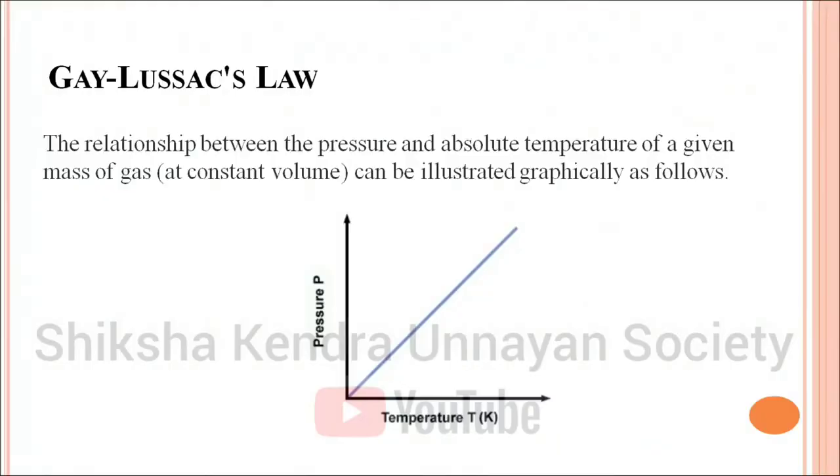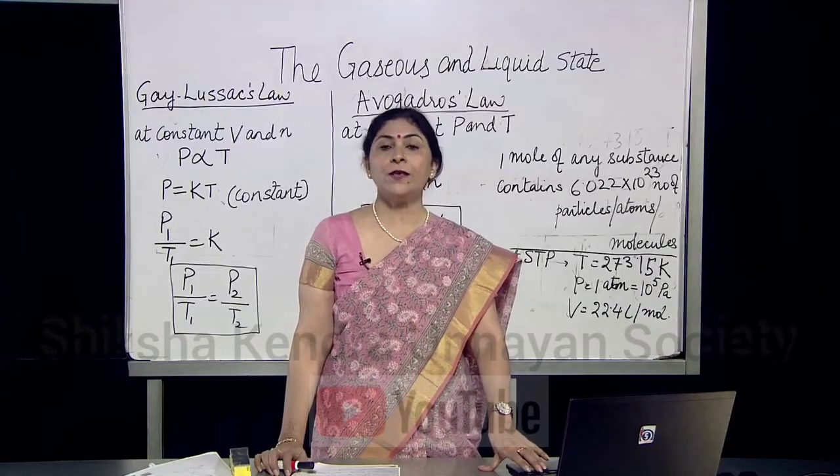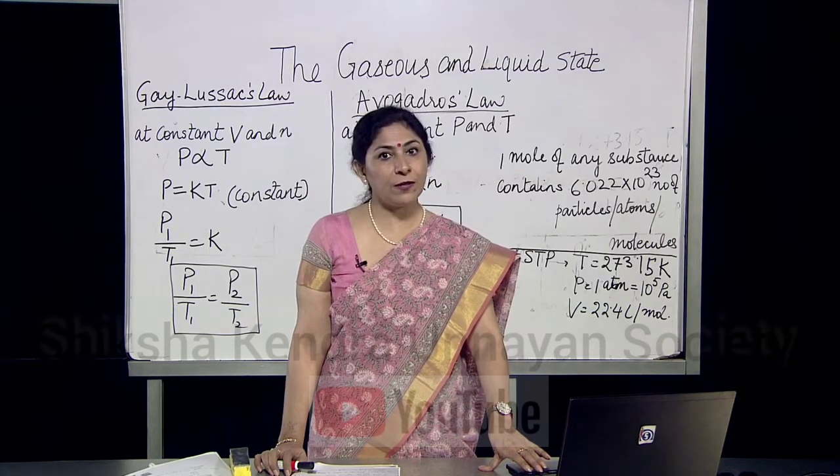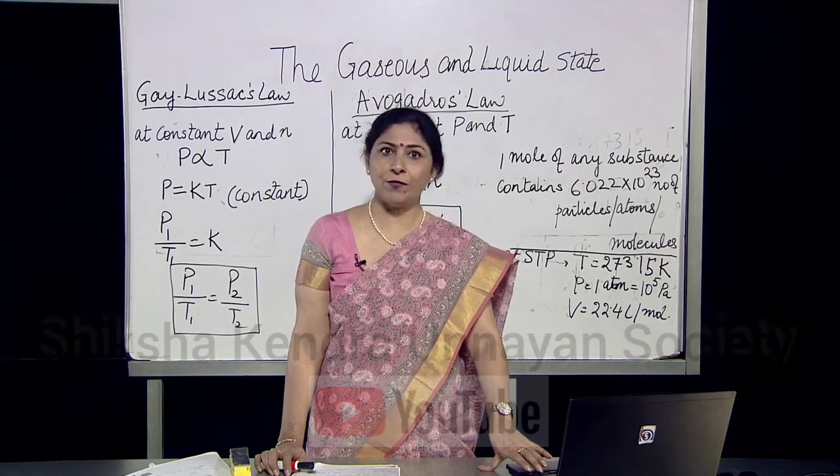Make a graph of pressure and temperature. Let's take temperature on x-axis and pressure on y-axis. So, the relationship between the pressure and absolute temperature of a given mass of gas at constant volume can be seen over here, that you get a straight line. So, this shows that when pressure increases, temperature also increases.